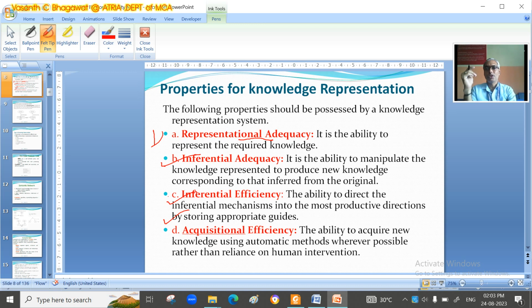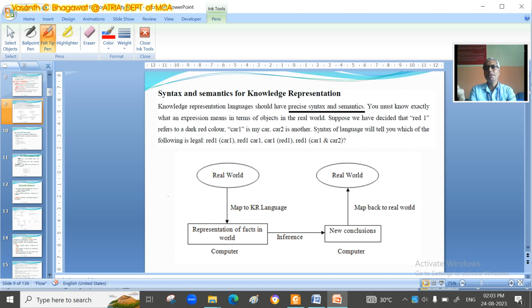So we have discussed these four important properties of knowledge representation, and this particular diagram clearly shows the relationship, or how the mapping is done from our real world. From our real world entity, we take English sentences and represent them in facts, some internal representation.